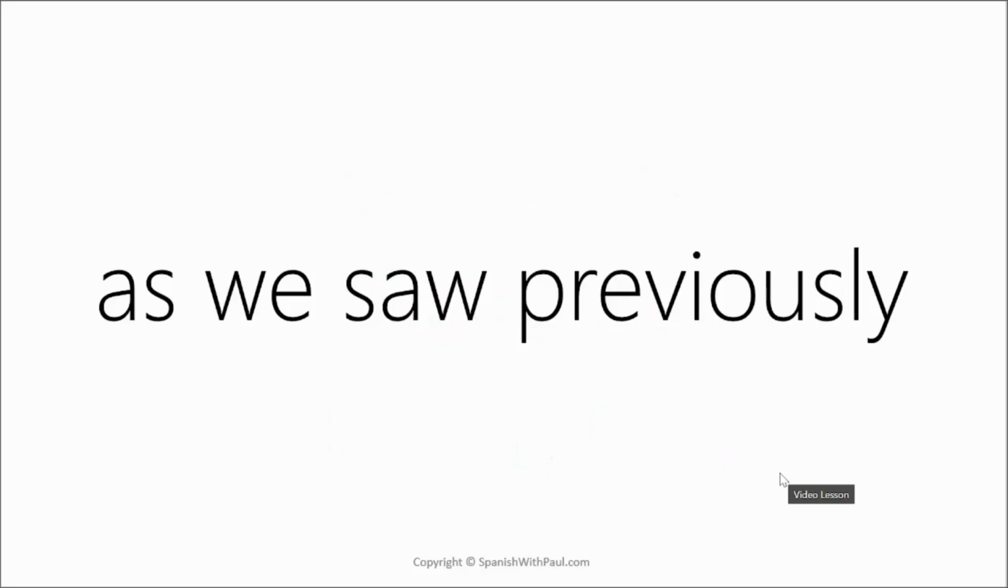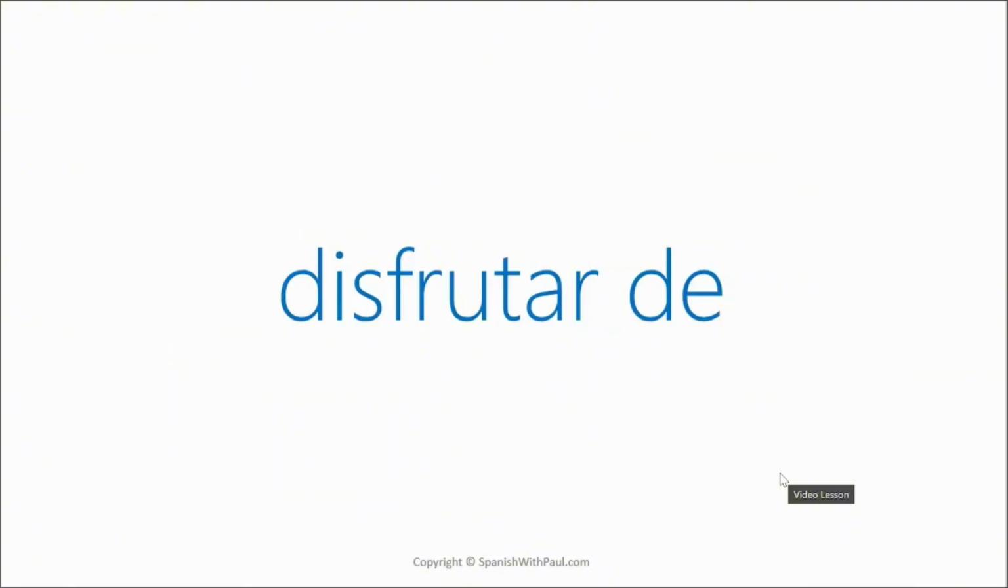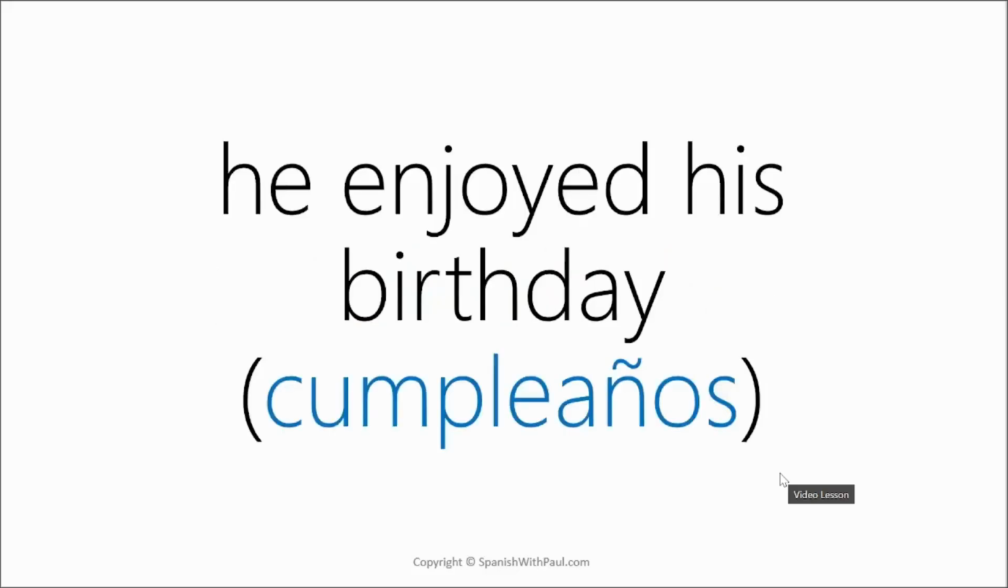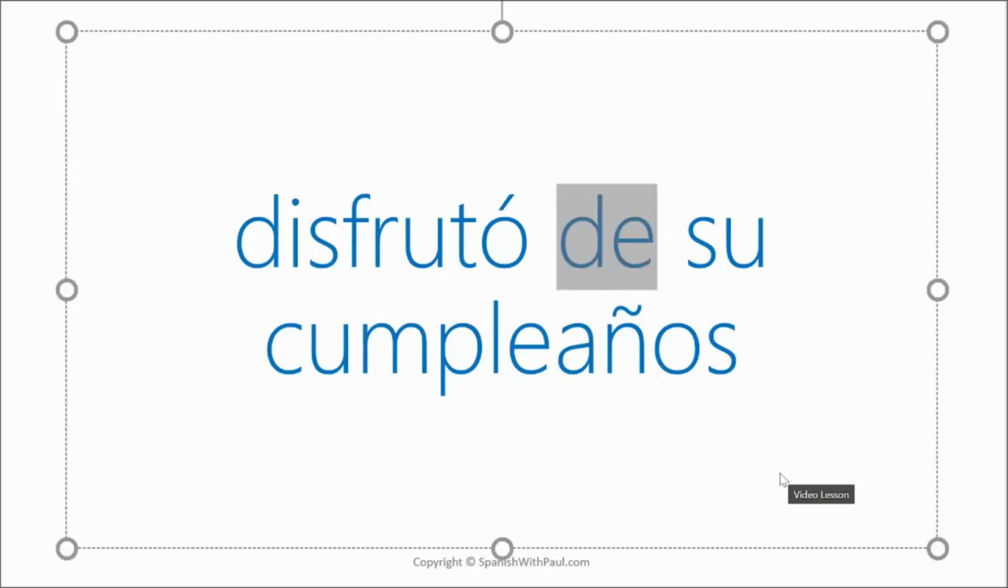Because also, as we've seen previously, some verbs are married to pronouns. So disfrutar de, to enjoy. Now, the same thing will apply here. For example, he enjoyed his birthday. The word for birthday actually looks plural, cumpleaños. So we would have disfrutó de su cumpleaños. He enjoyed his birthday. Of course, here we don't have any possessive pronoun. It's just a simple phrase. He enjoyed his birthday. Disfrutó de su cumpleaños. But you can see how the verb is married to this pronoun.